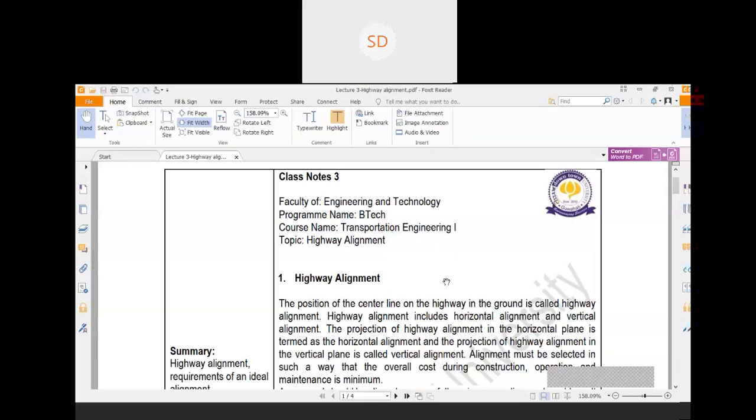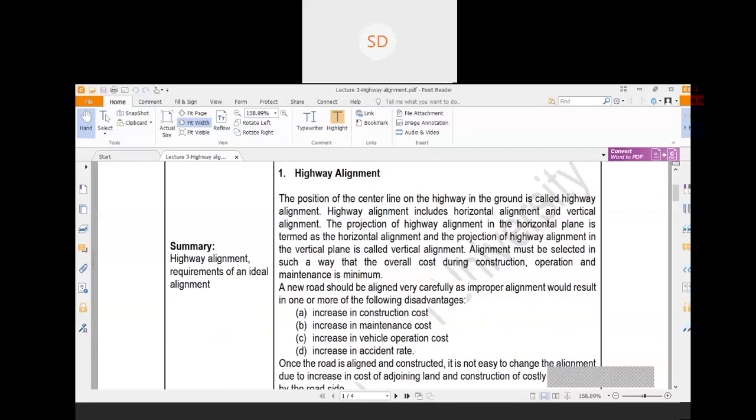Now, highway alignment includes horizontal alignment and vertical alignment. In the horizontal alignment, there are different components. Suppose your super elevation is there, that is a horizontal alignment. Your horizontal curves are also part of the horizontal alignment. For the vertical alignment, there are gradients and vertical curves. We'll discuss all these components in our later sections.